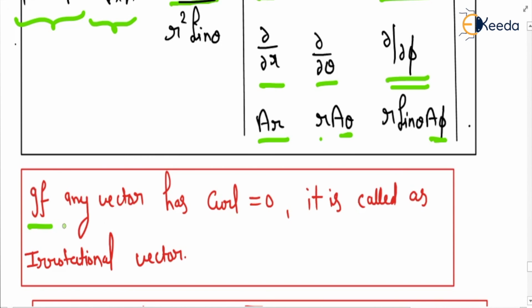So students, there is a very important thing. If any vector has curl equal to 0, then such a vector is called an irrotational vector.